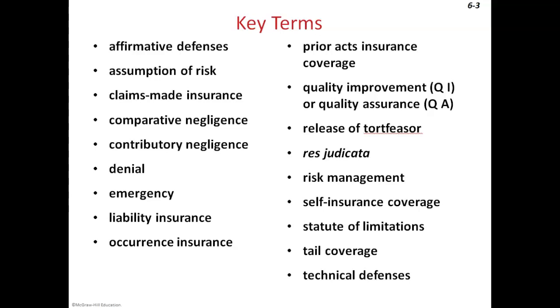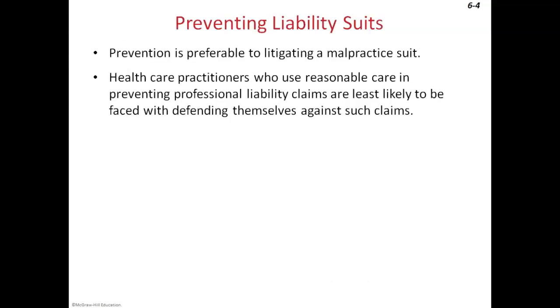Here's a list of key terms that we will cover throughout this chapter. Malpractice litigation adds to the cost of healthcare, and it takes a psychological toll on both patients and practitioners. Everyone would agree that prevention is preferable to litigation in a malpractice claim. It seems that healthcare practitioners who use reasonable care in preventing professional liability claims are the least likely to be faced with defending themselves against such claims.